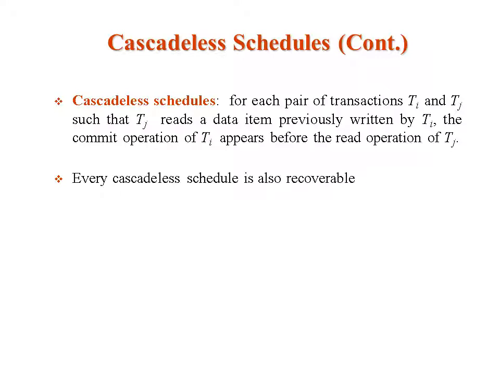As we saw in the previous schedule, there were three transactions T10, T11, T12. So if T10 commits after writing A, then T11 reading A will be secured. That means there cannot be a cascading rollback now. So that is a cascadeless schedule. So yes, every cascadeless schedule is also recoverable.